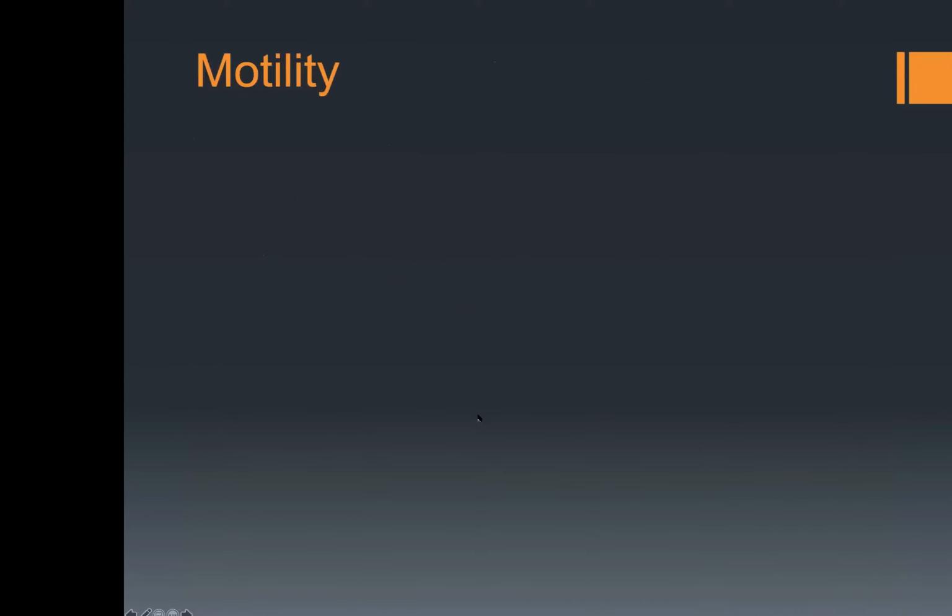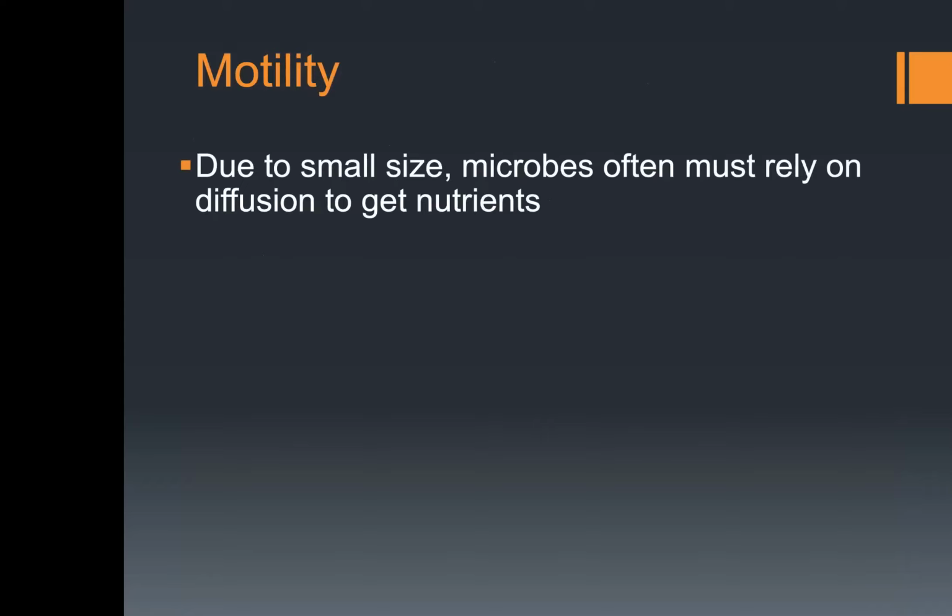Another strategy that has evolved is motility, right? So microorganisms, especially bacteria and archaea, are very small, right? And so typically to get their nutrients, they rely on diffusion across their cell wall and cell membrane of nutrients and carbon and all sorts of things. What that means is that they often run out locally of those nutrients.